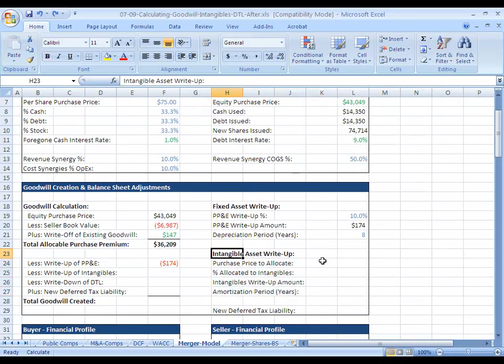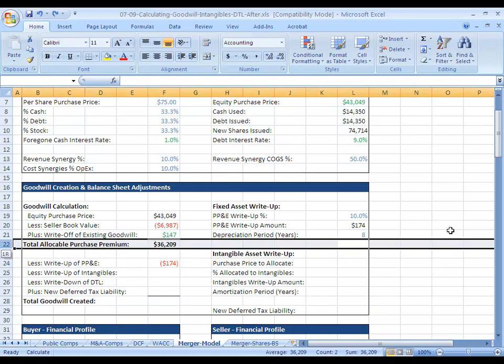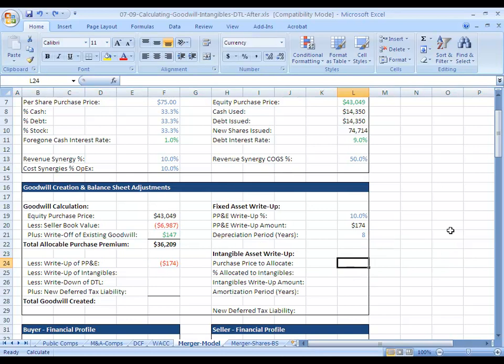So with fixed asset write-ups, with the PP&E write-up here, normally we assume a percentage based on the existing balance. With intangible assets, though, typically what we do is we look at the purchase premium right here, and we say, okay, we have 36 billion. We're going to allocate a certain percentage of this to the intangible assets. So we're essentially taking this 36 billion number and saying that part of it will go to PP&E, part of it will go to intangible assets, part of it will go to goodwill, and so on. And in the case of intangible assets, the usual assumption is that we simply take a percentage of this and say that 10% or 20% or 30%, for example, go to intangible assets.